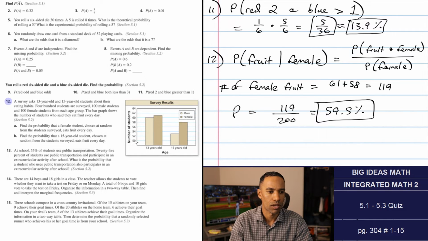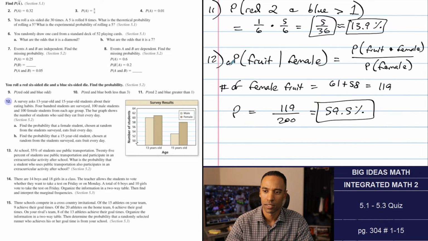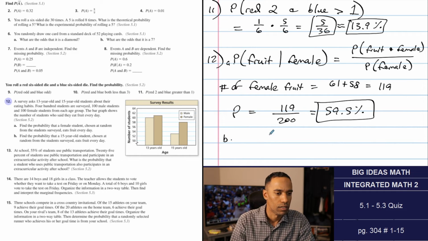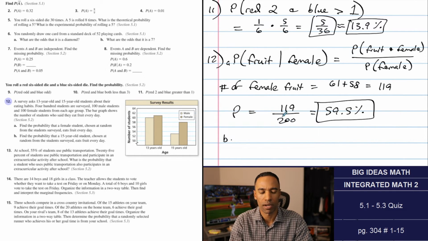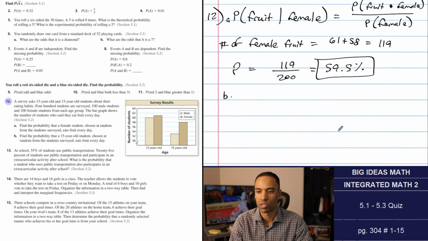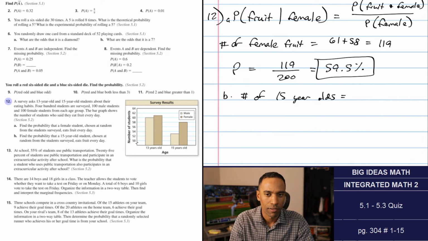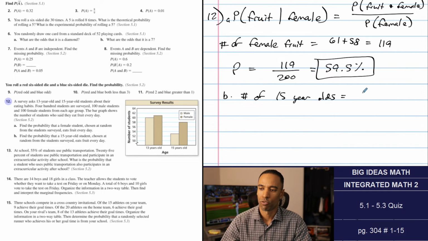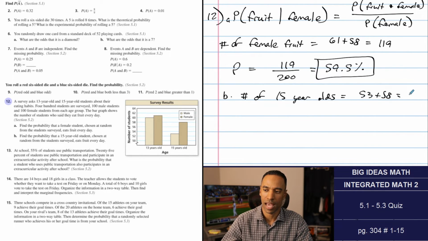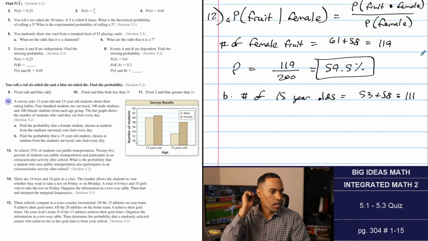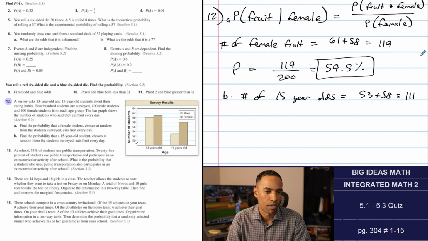Is there a part B? Oh, part B. Find the probability that a 15-year-old student chosen at random from the students surveyed eats fruit every day. So now we're only looking at the 15-year-olds. Let's come up with that first. Number of 15-year-olds: I think 53 male and 58 female. So 53 plus 58 is 111.